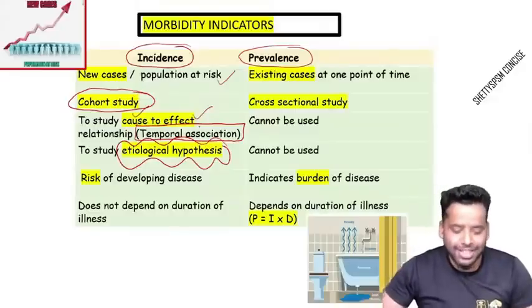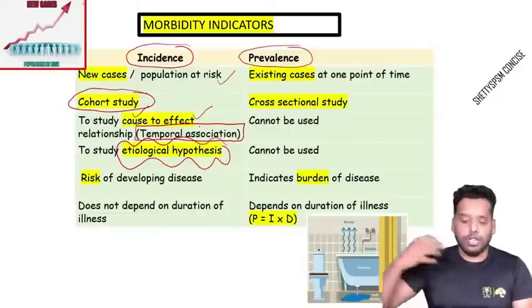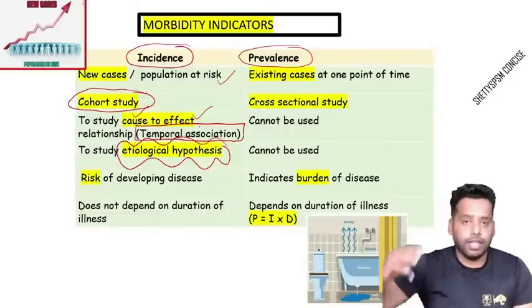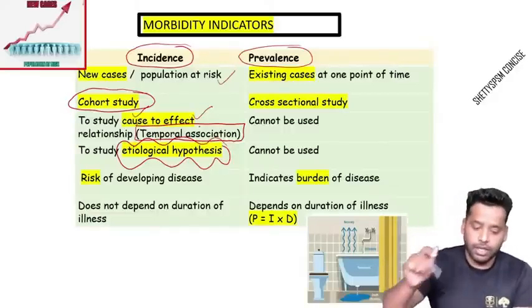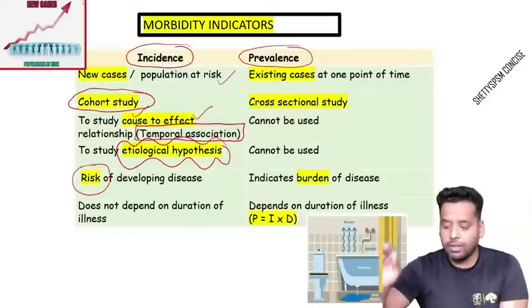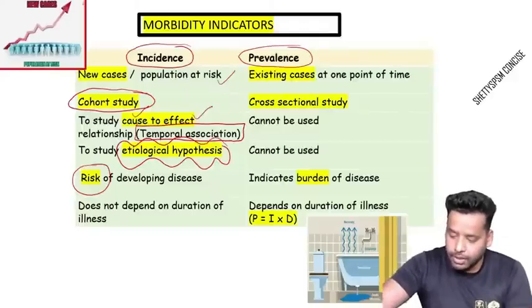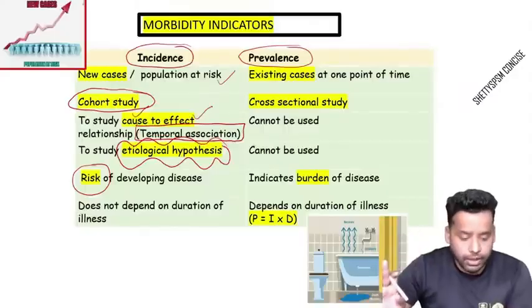Temporality. It's very important. Non-alcoholic, then alcoholic, then liver cancer. It is temporality. So incidence will help in studying etiological hypothesis. True or false? True statement.